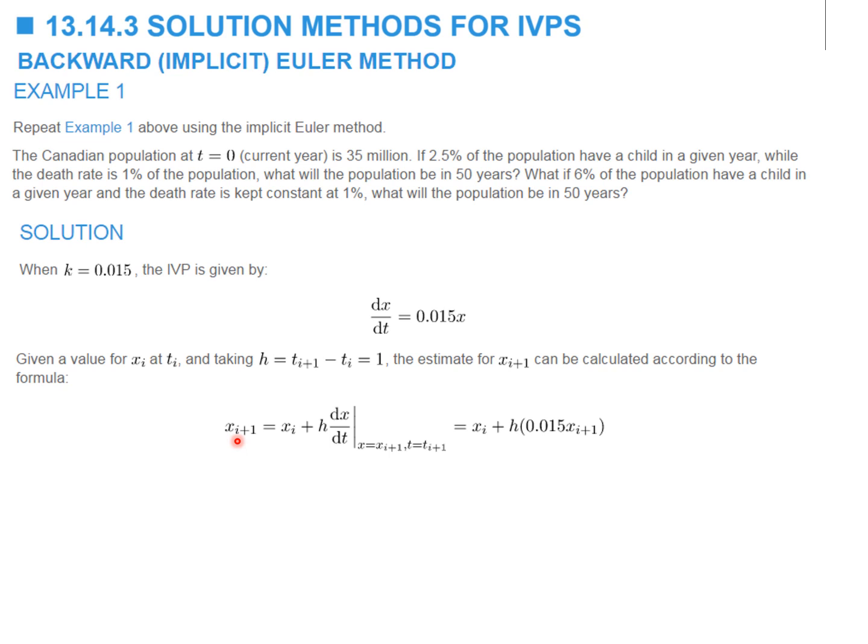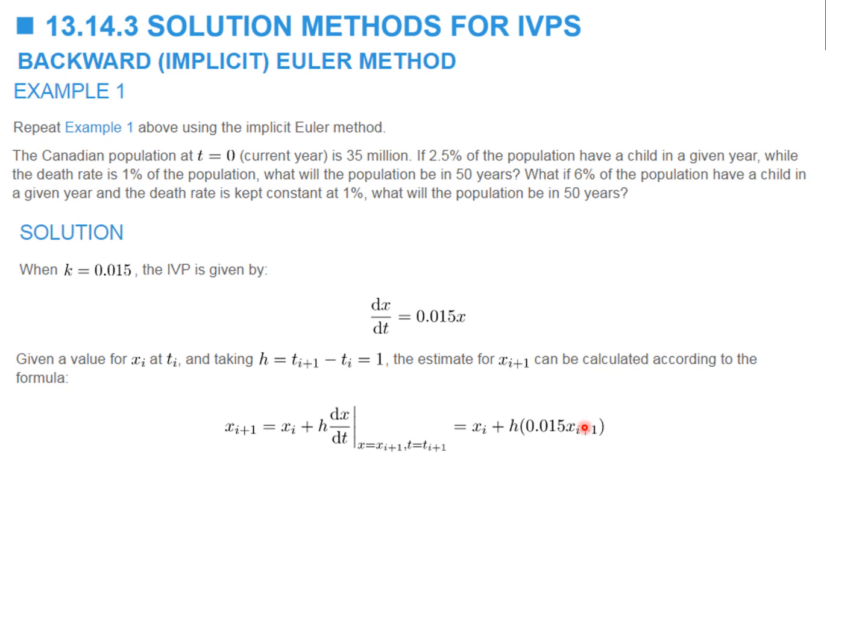The implicit Euler method states, if you use a time step, let's say 1 year, so we're going to use a time step of 1 year, the population at time t sub i plus 1 is equal to the population at time t sub i, plus the time step h, which is the difference in time between the two time points. In here we're going to take it as 1, multiplied by the rate. The rate is evaluated at the new point, x sub i plus 1, and t is equal to t sub i plus 1. So x sub i plus 1 is equal to x sub i plus h multiplied by this value, evaluated at the new point x sub i plus 1.